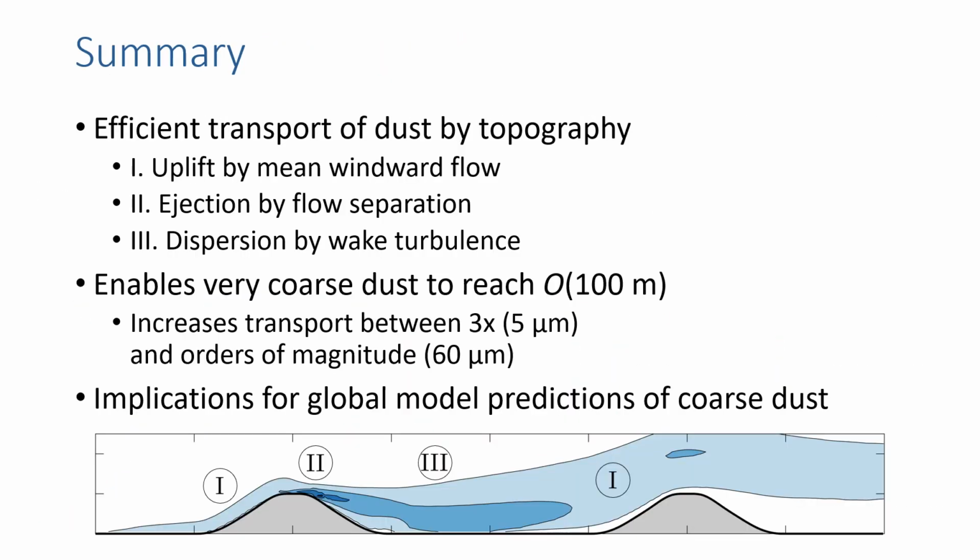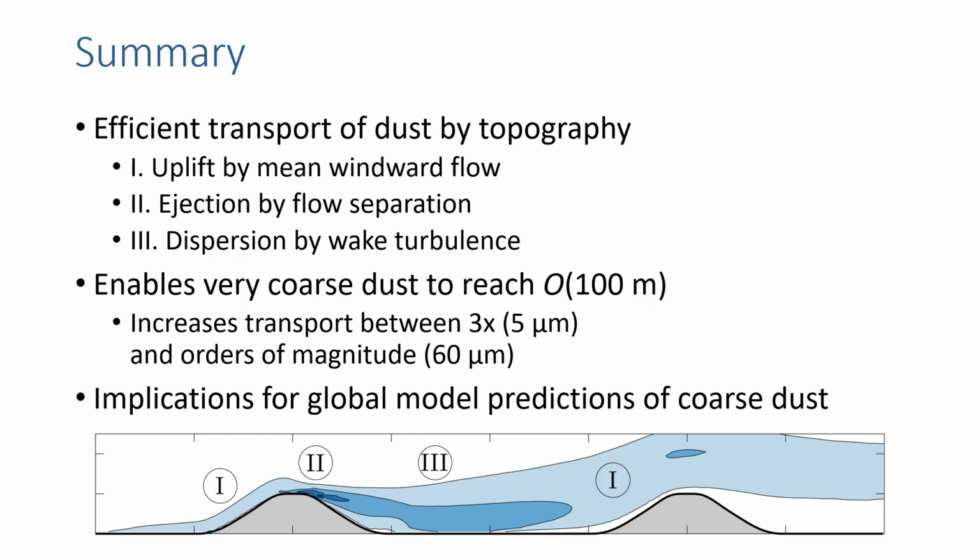To summarize, we have seen that even gentle topography can create an efficient pathway for coarse and almost giant dust particles to reach several hundred meters in altitude where thermals are present in convective conditions. This pathway includes uplift by the mean windward flow, ejection in the case of flow separation, and dispersion in the turbulent wake of the topography. These mechanisms enhance transport of coarse dust by a factor of 3 for the 5 micrometer sizes and orders of magnitude for the almost giant particles with 60 micrometer diameter.